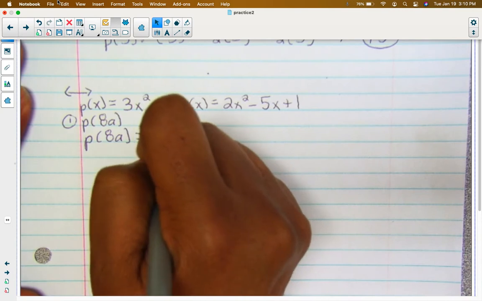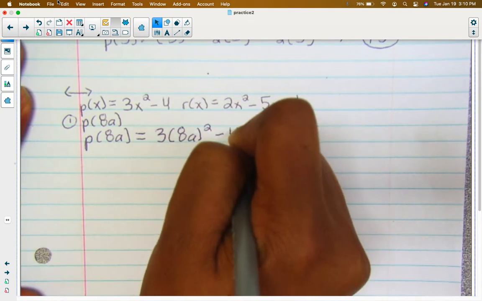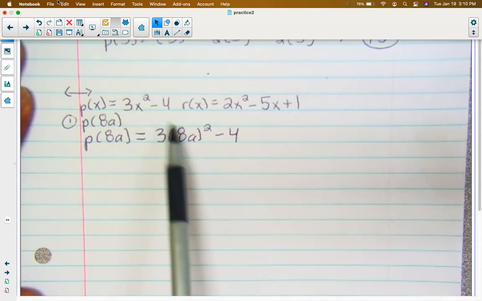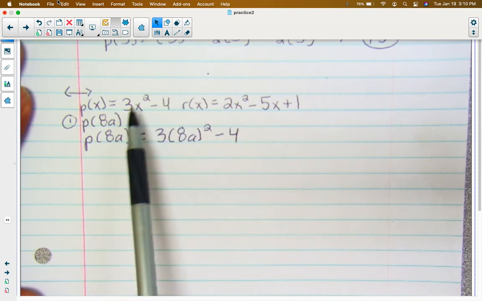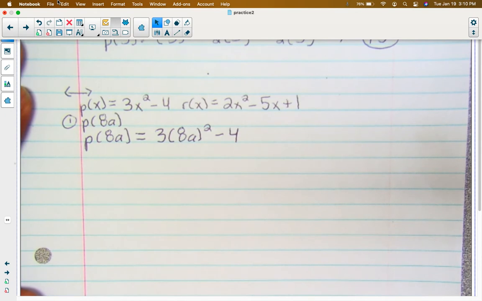So that's going to give me 8a squared minus 4. Notice the x went away. The 3 comes down, the x goes away, the little 2 stays, the negative sign stays, the 4 stays. Get rid of the x, plug in 8a. Now I use order of operations to simplify this.